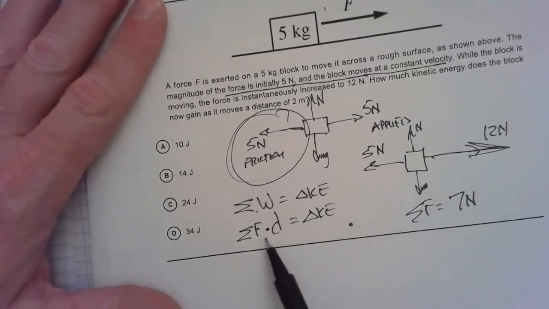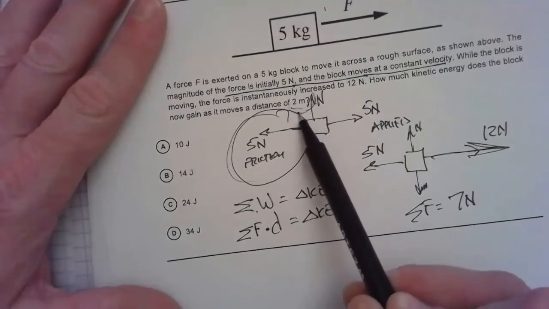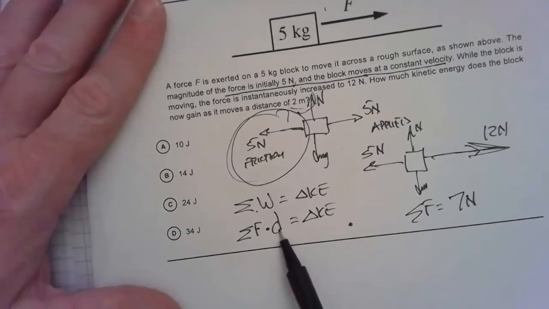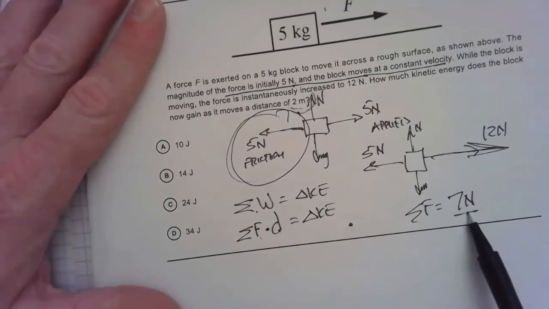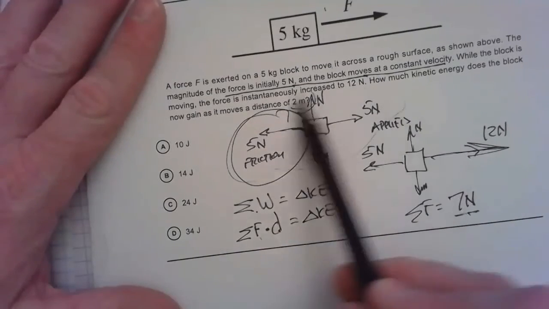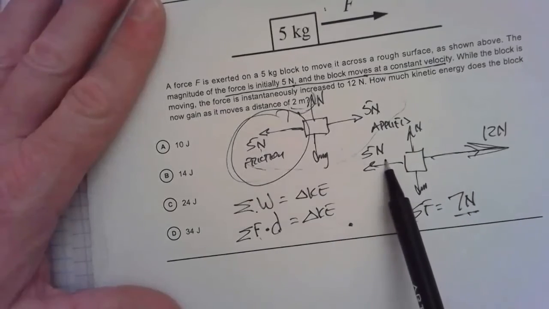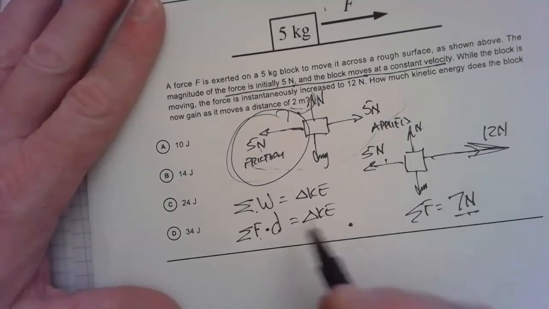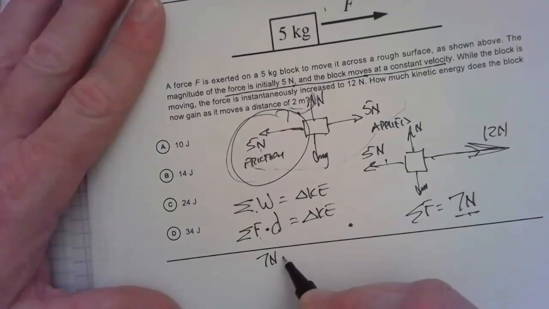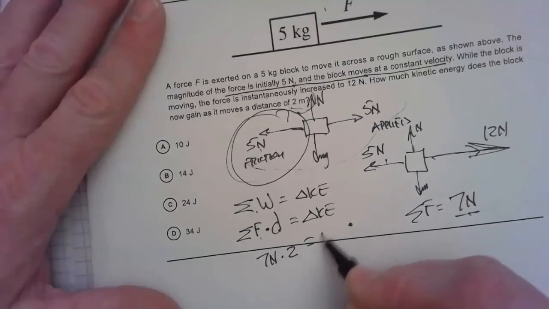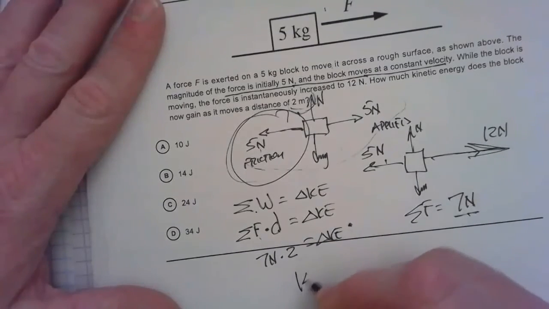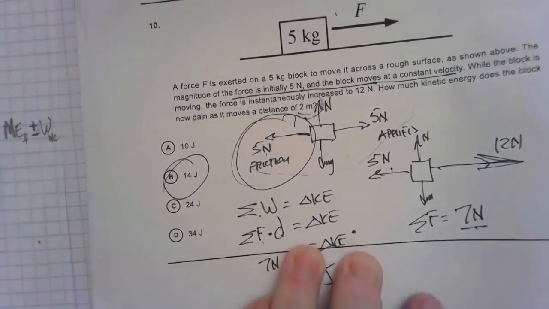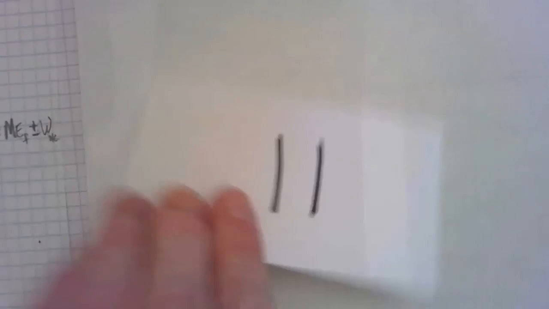So 2 meters. The net force I figured out now is 7, because they gave me enough information to realize that the friction must be 5. And then I got 7 newtons times 2 meters equals a change in kinetic energy, so it should be 14 joules added on. Number 11.